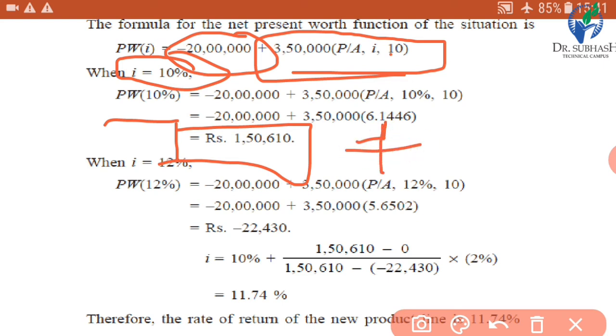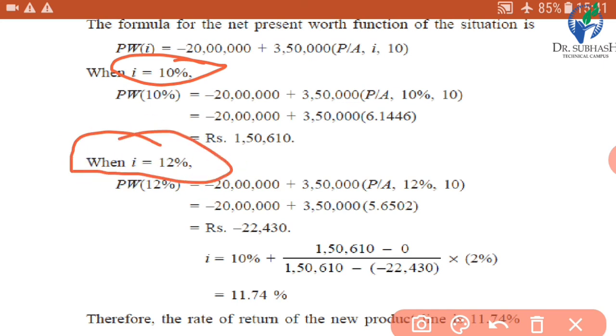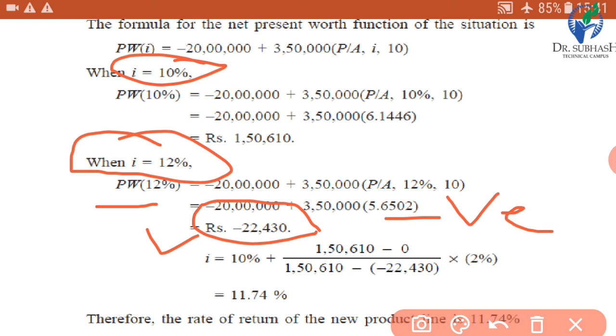Okay. Now we have to find the value that goes from positive to negative. So we have to increase the interest rate now. First we took 10%. Now we will take 12% and find the present worth amount. So the answer will be minus 22,430. So it is a negative value. It means the interest rate will be in between 10% to 12%.